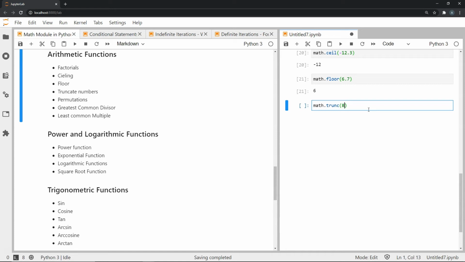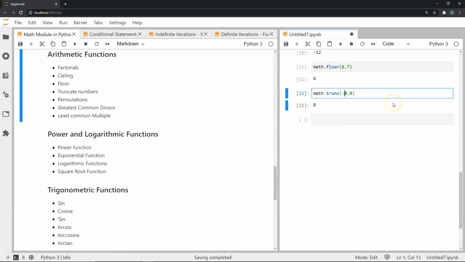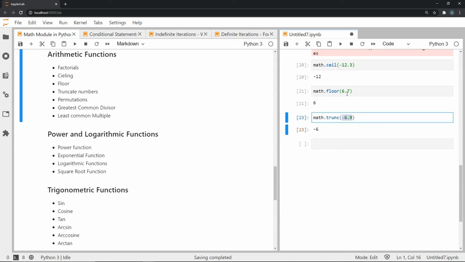So let's look at an example. 8.9. It should give me only 8, as you can see here. Say I did minus 6.9. It should give me minus 6. So you can think of the truncate function as doing the floor function for positive values and the ceiling function for negative values, because it rounds down and rounds up respectively for positive and negative values.